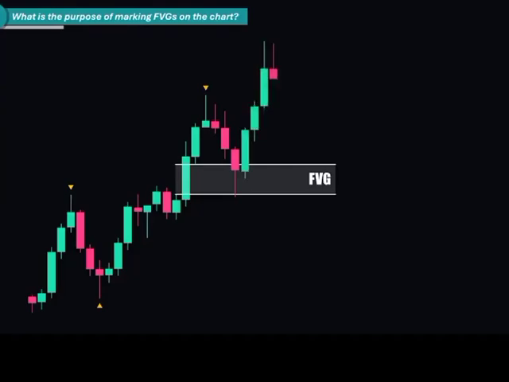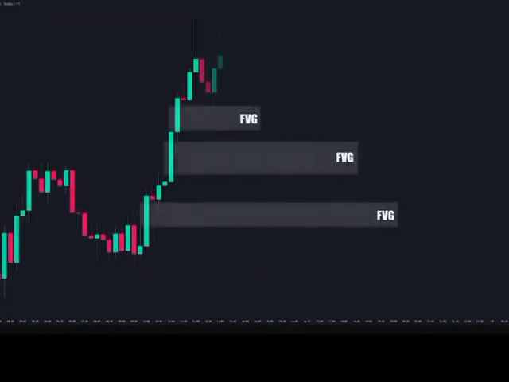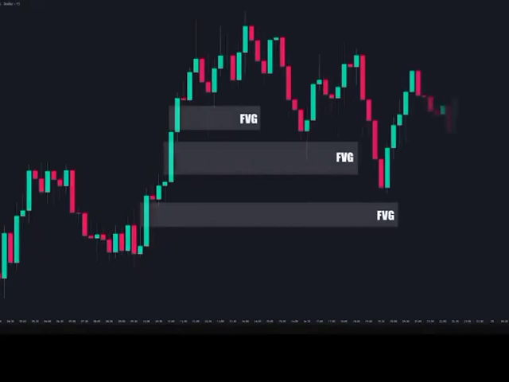Here on the Euro-dollar 15-minute chart, notice how many times the price returned to the fair value gaps before continuing in the same bullish trend. This repeated retest of the zone suggests that the market is filling the imbalance before resuming its upward movement.